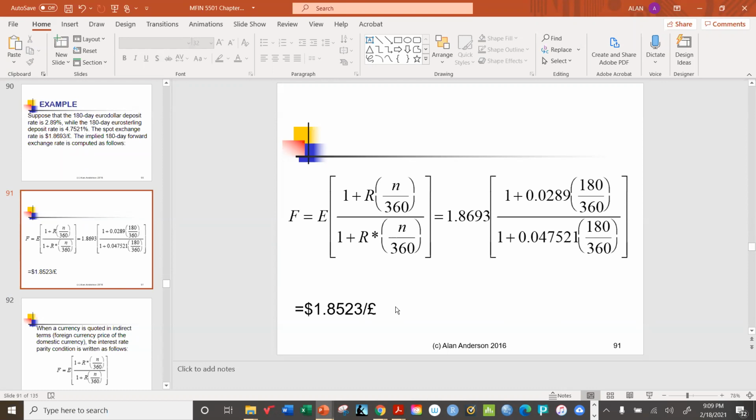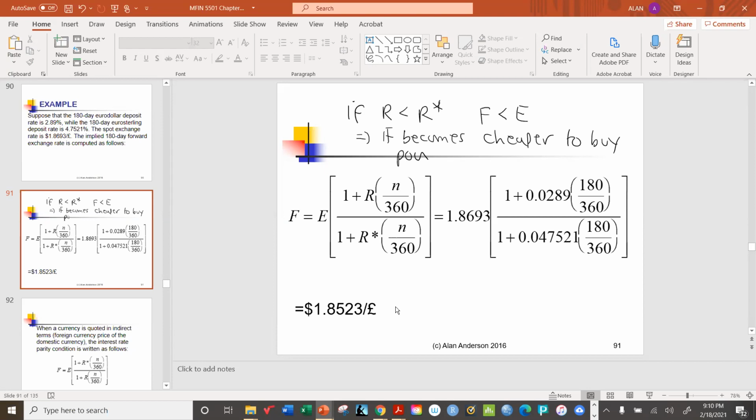Now, I do want to point out that because of the way this formula is written, if the domestic rate is less than the foreign rate, which it is here, the forward exchange rate is less than the spot exchange rate. Which means that if the US has lower rates of interest than the UK, then it'll get cheaper to buy pounds as we look further and further into the future. Okay, so here it becomes cheaper to buy pounds further into the future.